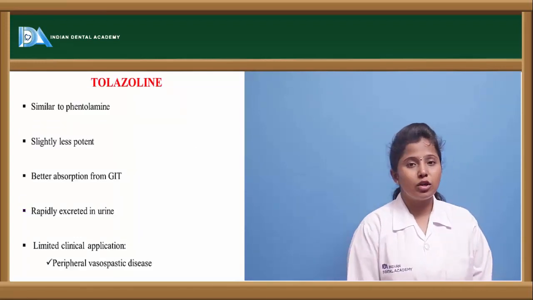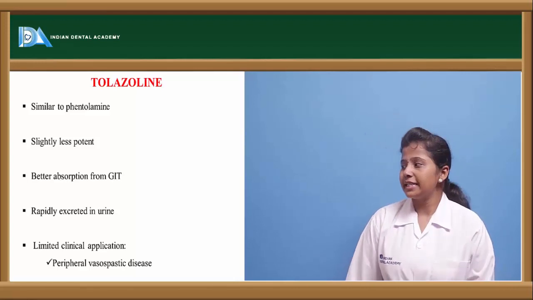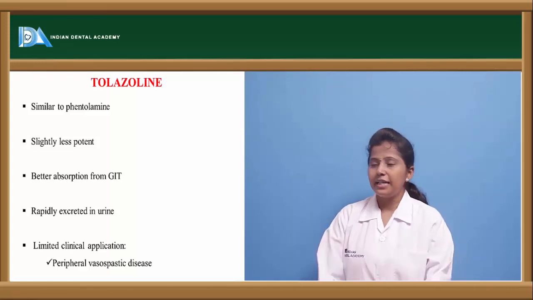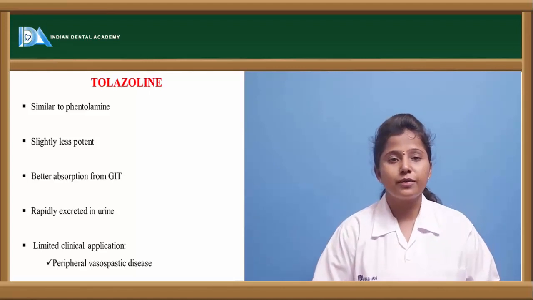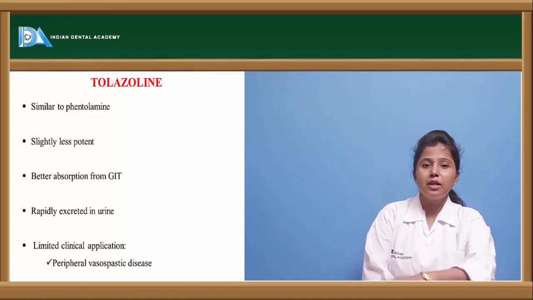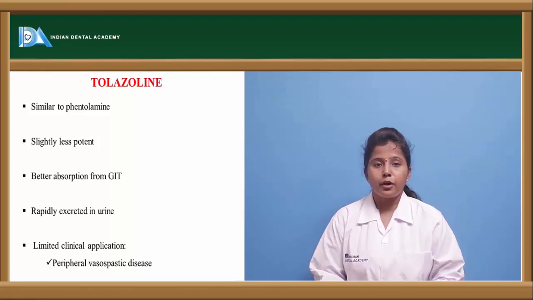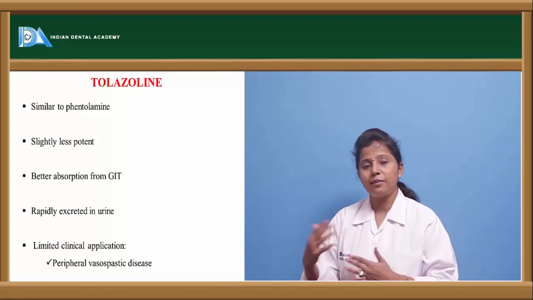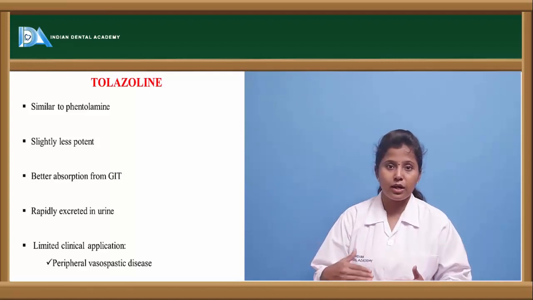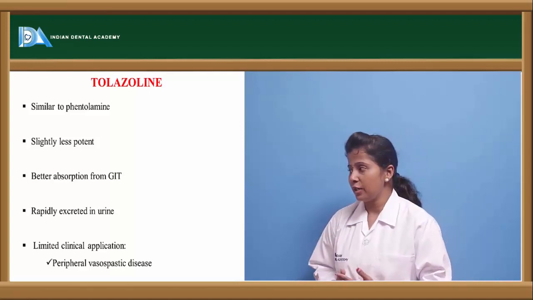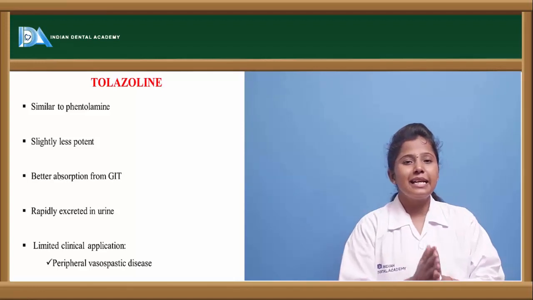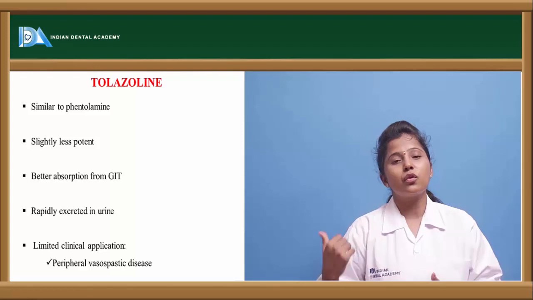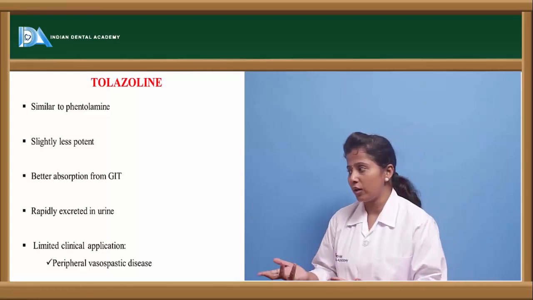The other drug is tolazoline. Tolazoline is a selective alpha-1 receptor antagonist, and its action is almost similar to phentolamine, because it also shows effects on the cardiovascular system and GIT. There will be decreased vascular tone as well as decreased GIT tone, but it is slightly less potent; its effect is less when compared to phentolamine.